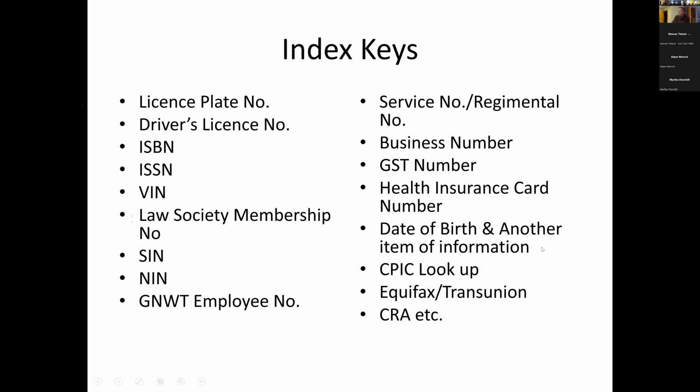Date of birth is another thing. And if you remember from the Access to Information and Protection of Privacy Act, all you need is 2 identifiers generally to constitute personal information. So your name and your date of birth is enough to identify you uniquely. CPIC lookup number, so that's Canadian Police Information something or other, I can't remember. Equifax and TransUnion will have numbers for those who are into creditor law. CRA, of course, uses your SIN number.